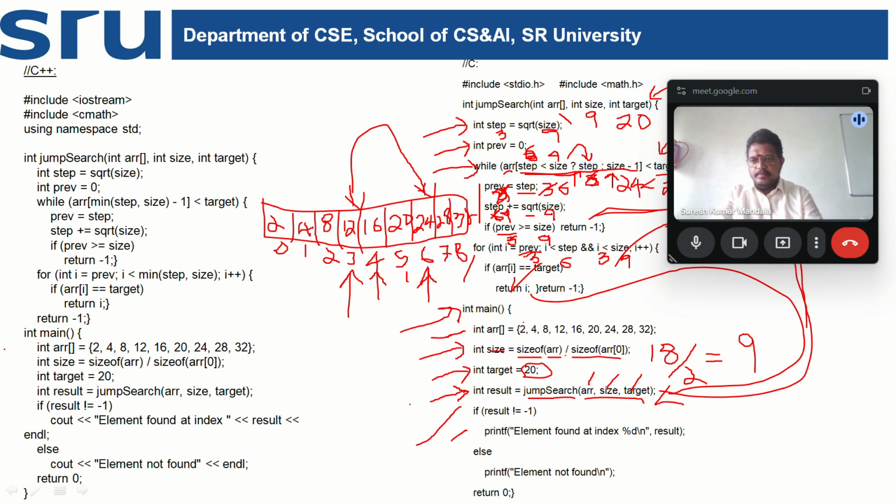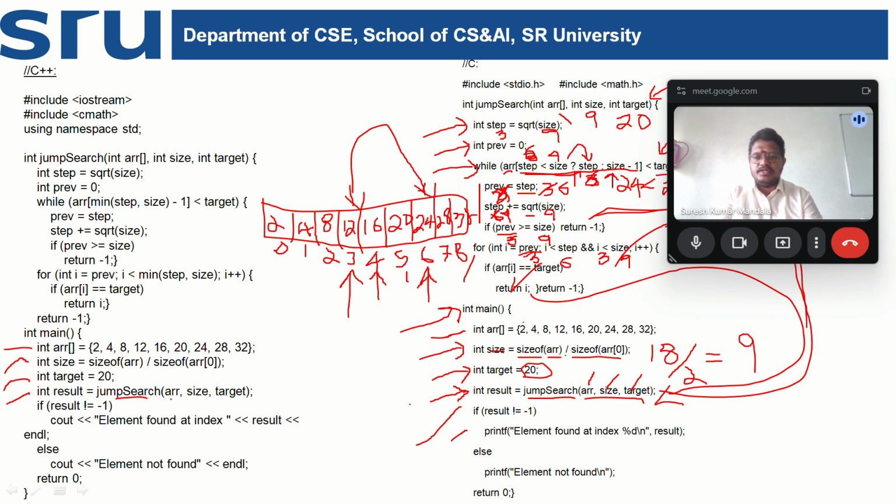Here see, main method, the values are initialized in ARR like 2, 4, 8, 12. This is the index number. Next we are writing an int size. Int size is used to identify how many elements are present in the array. Next we have the int target value as 20. And next, int result stores which index number the element is found at, by using this function.